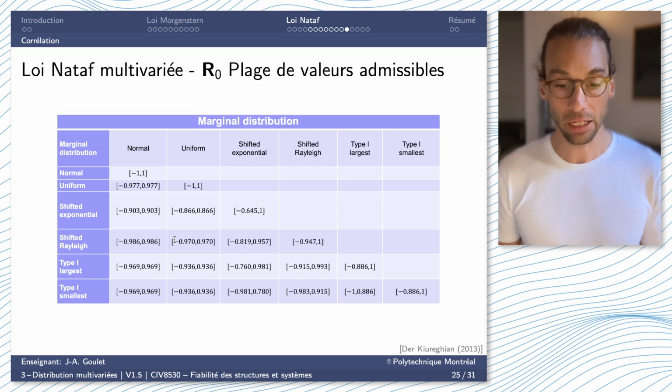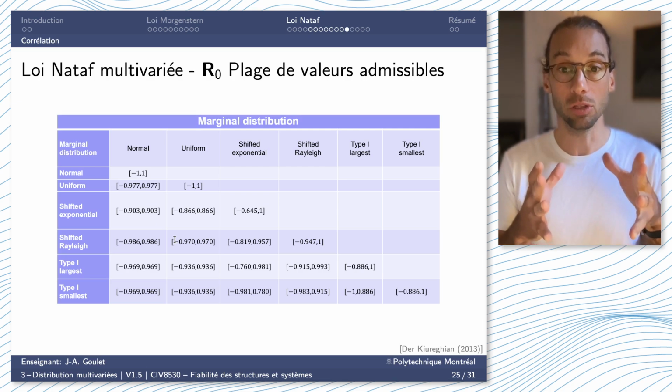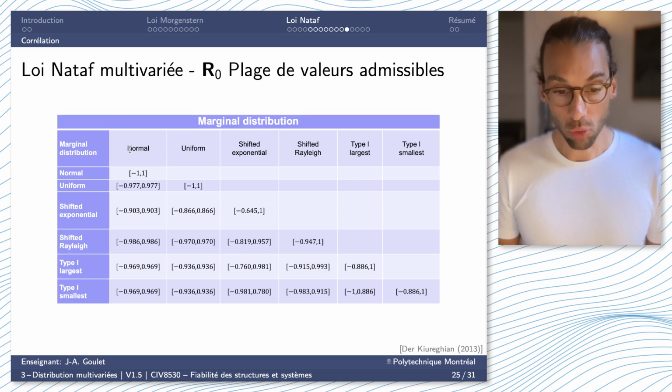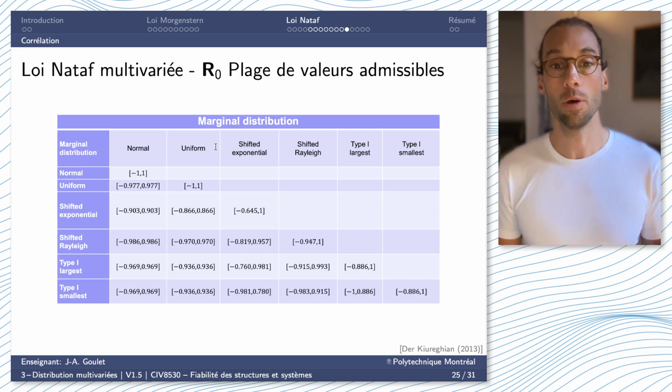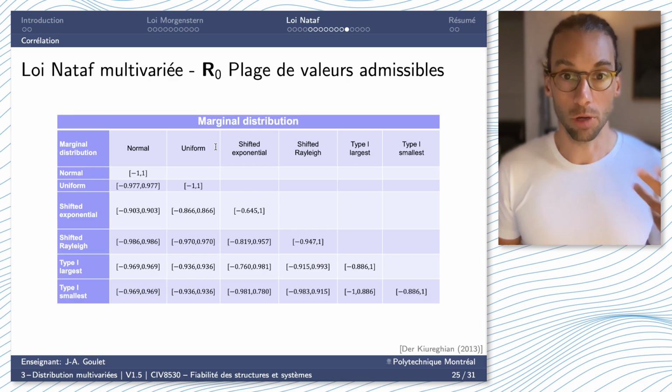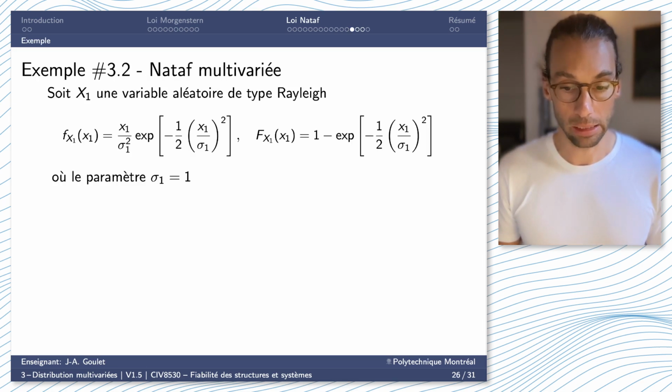And now if we look at the admissible bounds for the correlation coefficient, according to the marginal distribution, it's much wider than what it was before. So that's going to open the door to applications that are much more realistic in practice.